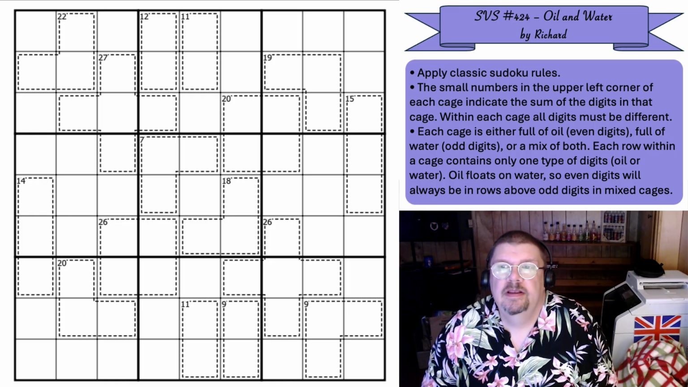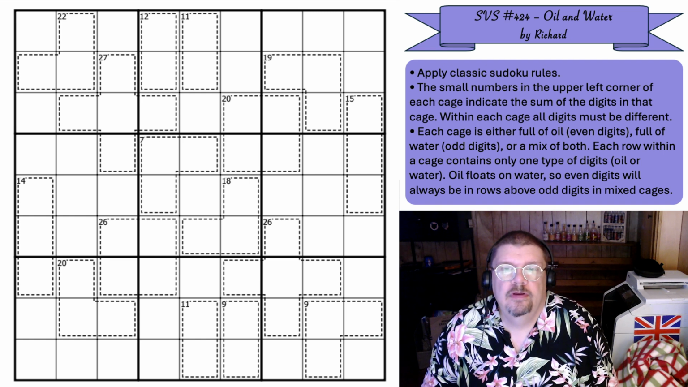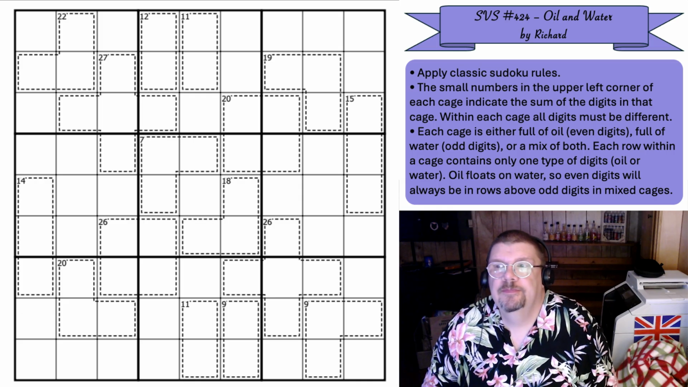And this one is based on oil and water, which Blobs has done quite a few different puzzles around. So I'm looking forward to this. If you would like to try this for yourself, then it will be the first link in the description. Let's have a look at the rules.